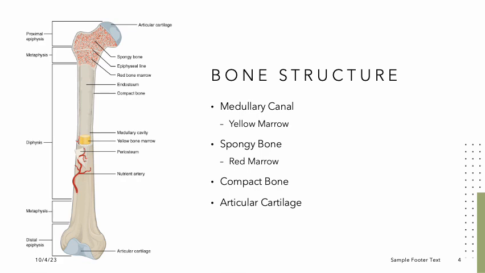And then at the end of the bones, where they articulate with a joint, it's going to be coated in articular cartilage to reduce friction and allow it to move a lot smoother. If you look at this image, both ends have this gray cartilage. That's the articular cartilage that is specifically there to help the bone articulate smoothly.